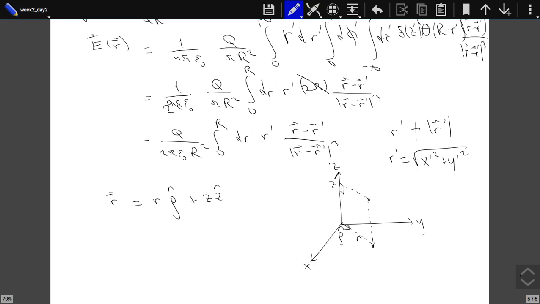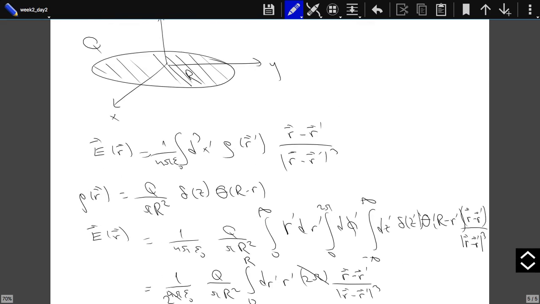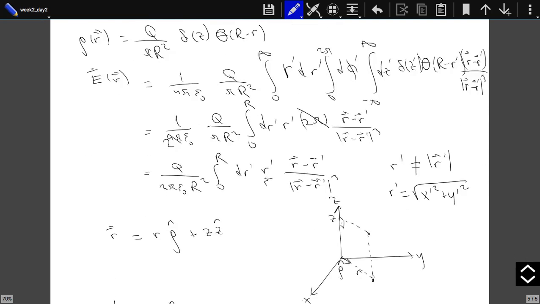R prime is similarly r prime rho hat. Well, this r prime over here is this r prime over there. They are the same, this r prime and that r prime. And, well, we should have a plus z prime in the z hat direction, but by evaluating the z prime integral above, this Dirac delta told me that wherever I see a z prime, I should put a 0. So the z prime is just 0 in the z hat.